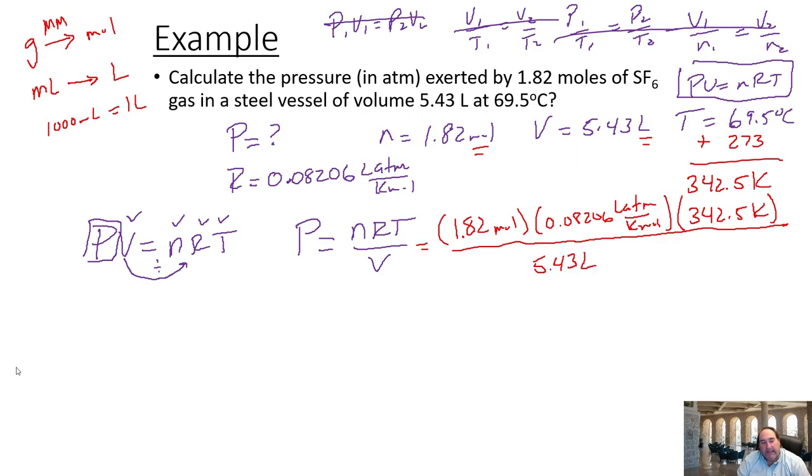5.43 liters. So what's going to happen here with our units? Well, we got liters on the bottom, I'm going to take care of liters up on top. We got Kelvin on top, taking care of Kelvin on the bottom. Moles on top, take care of moles on the bottom. That is going to leave us just atmospheres, which is really good because we're looking for a pressure. So let's do it. We got 1.82 times 0.08206 times 342.5, divided by 5.43, gives us our pressure of 9.42 atmospheres in this case.